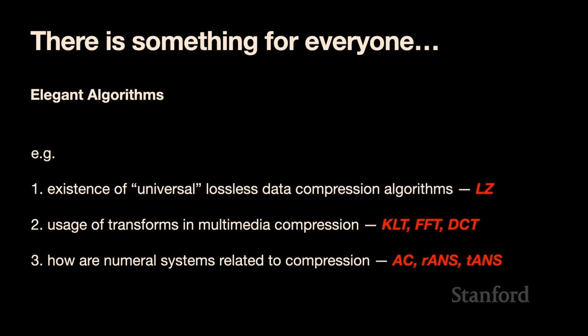You'll be able to understand these things technically. For example, there is the existence of universal lossless data compression algorithms, which is the reason for the popularity of all these LZ-based schemes. For example, gzip is an LZ-based scheme. Even more so, there is all this usage of transforms in multimedia compression, like KLT, FFT, DCT, and you'll understand why these algorithms and being able to do these things efficiently is extremely important for compression.